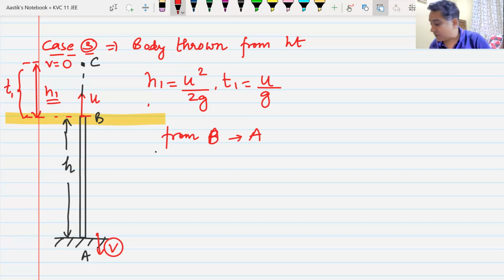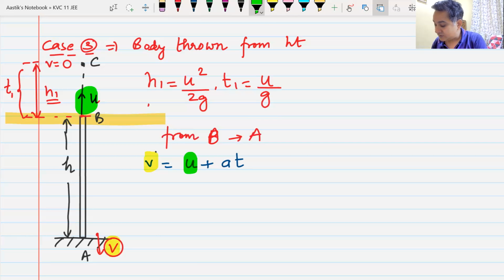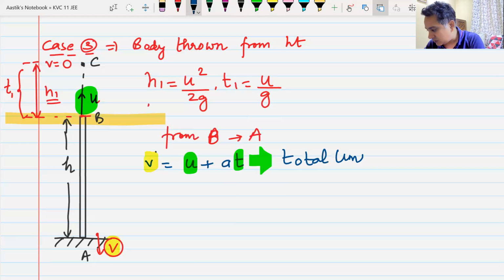What are the equations from B to A directly? Equation number 1, V is equal to U plus AT. Do we understand this? This V is the final velocity, my dear friend. This U is the initial velocity here. This T is the total time. Do we understand this? You understand this?